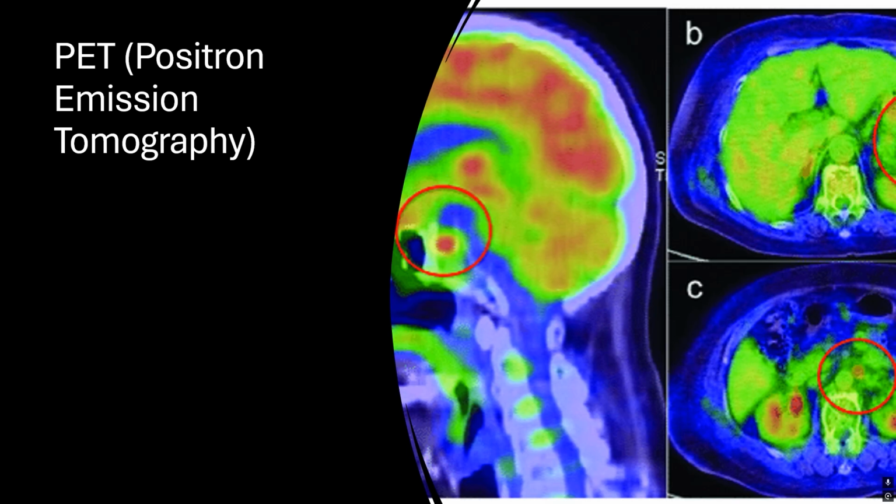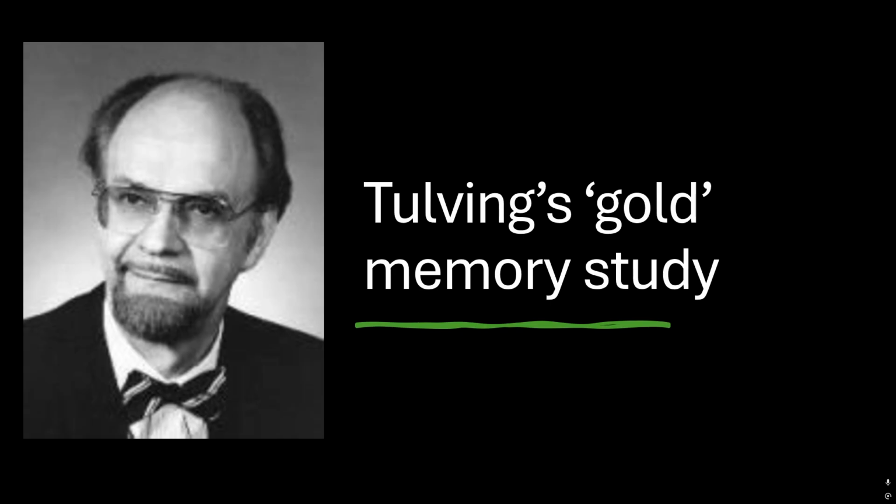What about a PET scan or positron emission tomography? So this uses radioactive tracers to study metabolic processes and neurotransmitters. The strength of this is that it can track biochemical activity. Limitation is that it's very invasive, it's expensive, and it has a very limited use due to the use of radiation. Let's have a look at Tulving's gold memory study.